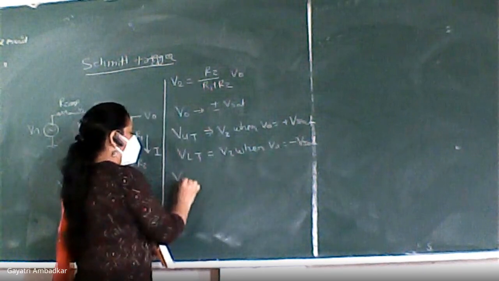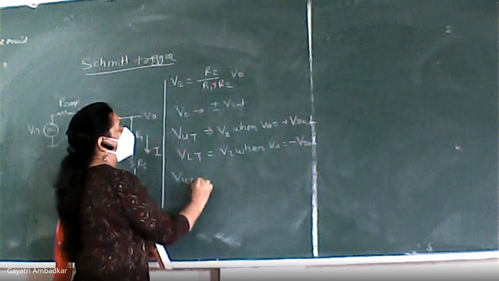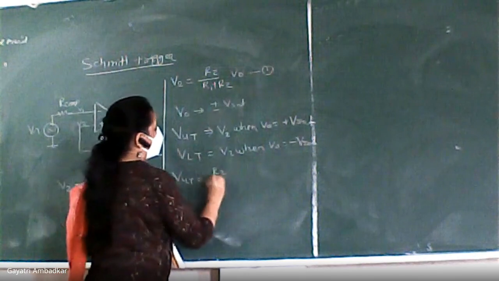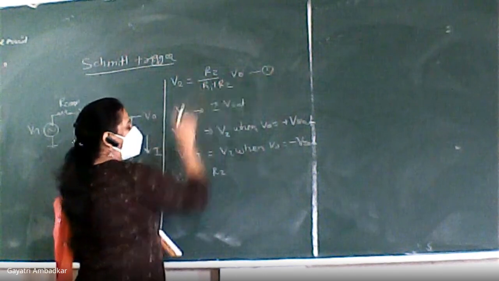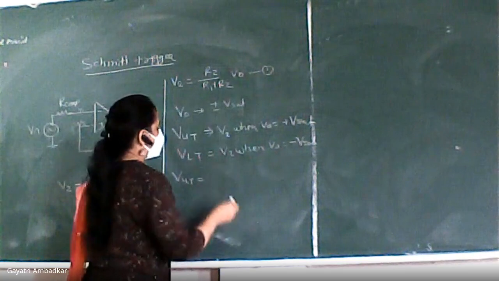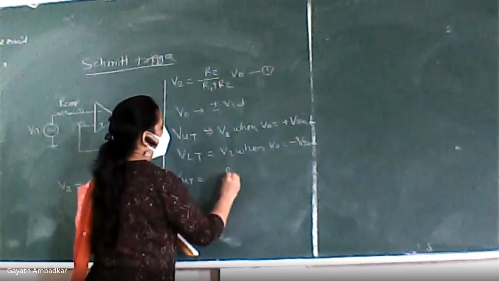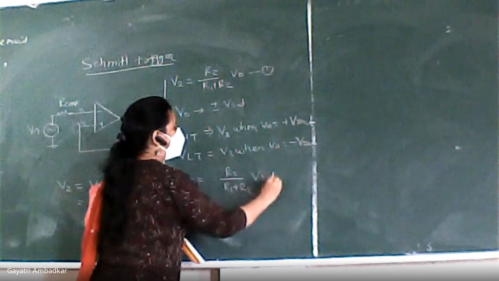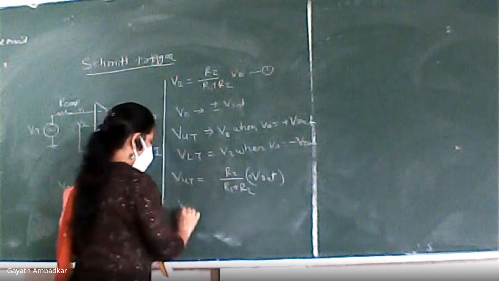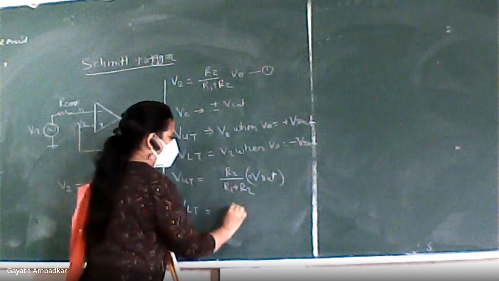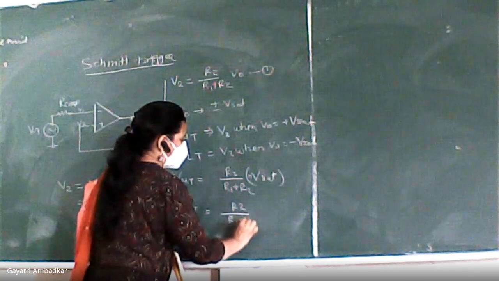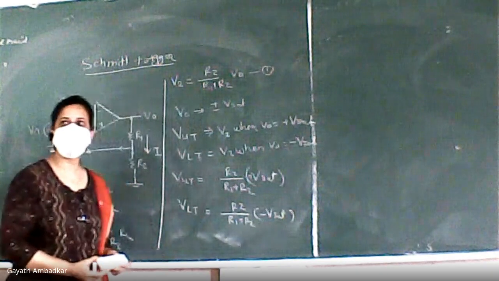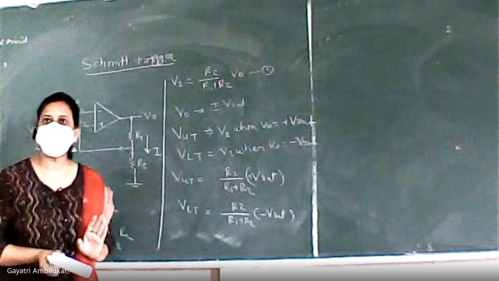So I will write VUT is equal to R2 upon R1 plus R2 into the value of VO, which will be plus VSAT. So I'll write R2 upon R1 plus R2 into VSAT. So this VSAT is plus VSAT. And VLT, lower threshold, is equal to R2 upon R1 plus R2 into minus VSAT. Okay. Clear? Are you getting it?